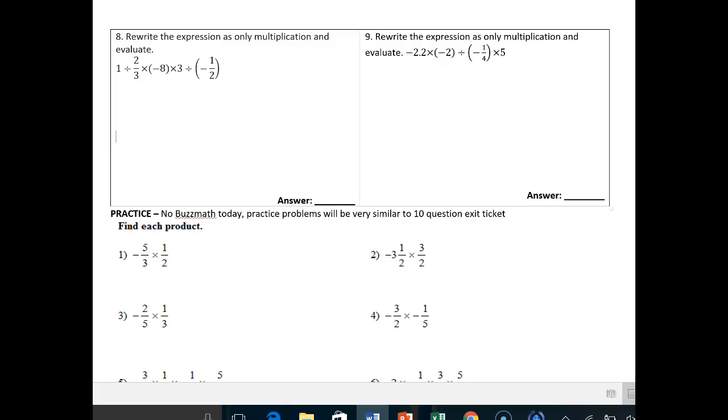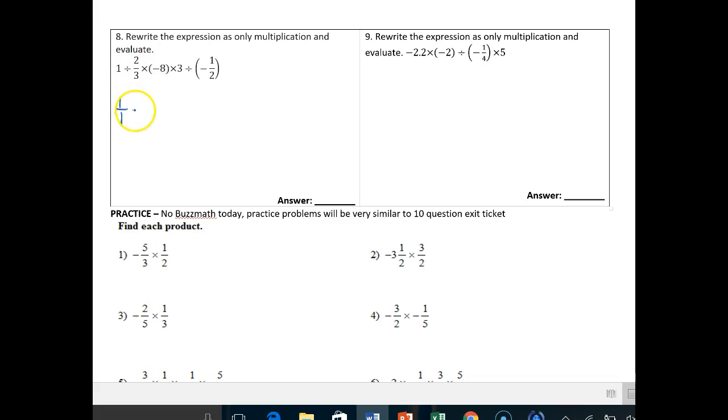Welcome to part 2 of 2.15, and we're going to work 8 and 9. So it says rewrite each expression only as multiplication and evaluate. So when we got division here, we want to change everything to multiplication. So first of all, any whole numbers we see, we're also changing to fractions. So this 1 becomes 1 over 1.